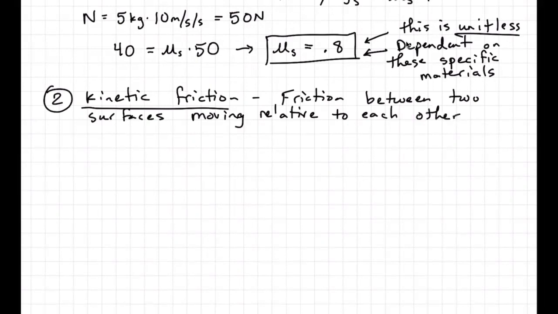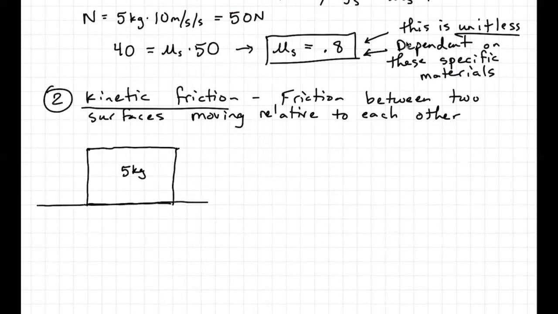So if I redraw this picture, now let's say I've got the same block, but now it's sliding on the tabletop. So a 5 kilogram block on the tabletop. Now this block is sliding with some velocity.